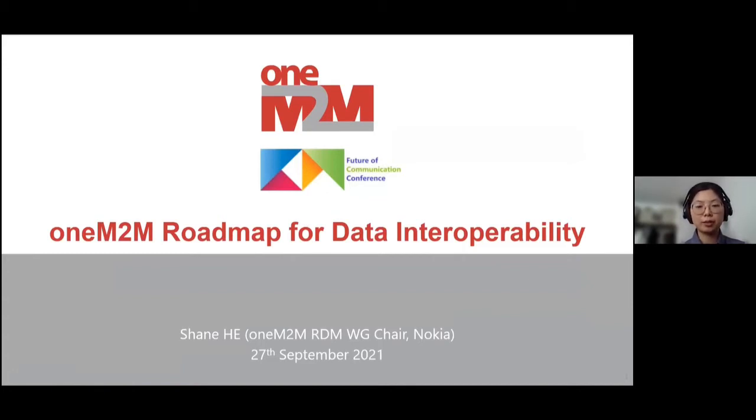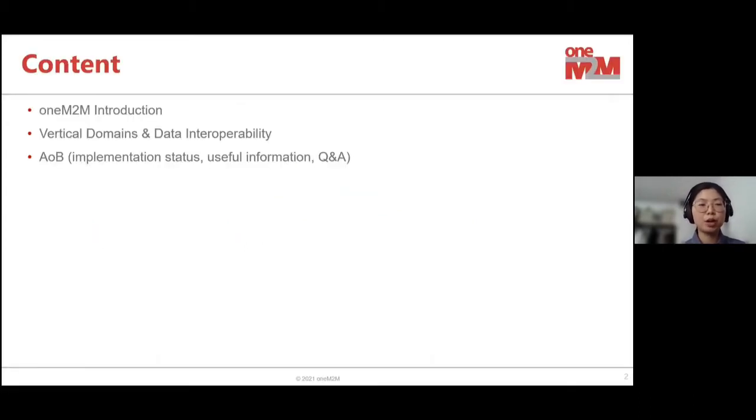I'm Shen from Nokia. I'm also representing oneM2M as the RDM working group chair. RDM here means requirements and domain models. Today, I'd like to introduce our roadmap for data interoperability. My presentation will start from a basic introduction of oneM2M, and I will bring some details about the vertical domain enablement and the data interoperability.